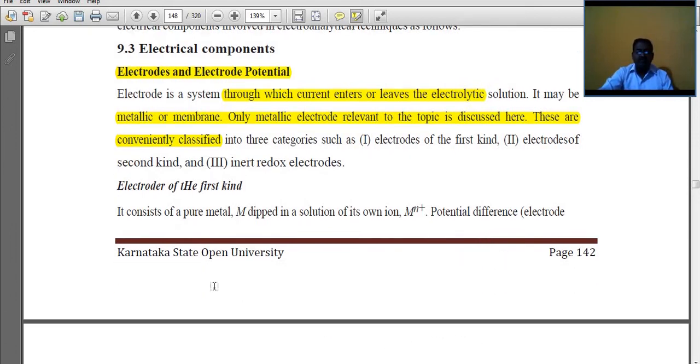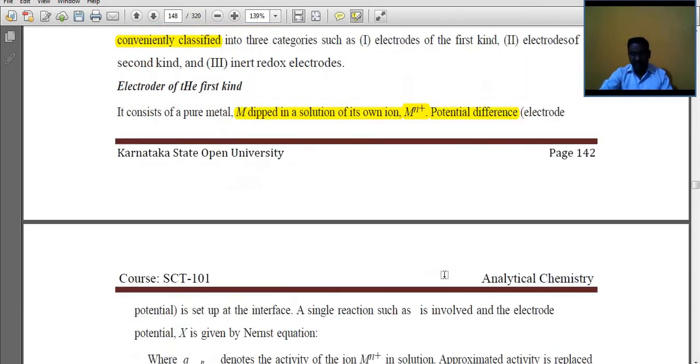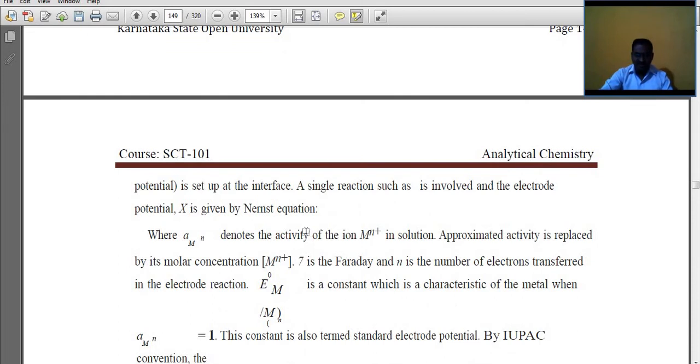Electrode of the first kind. It consists of a pure metal M dipped in a solution of its own ion, Mn+, like copper dipped in Cu2+, zinc dipped in Zn2+. A potential difference is set up at the interface. A single reaction is involved, and the electrode potential is given by the Nernst equation.